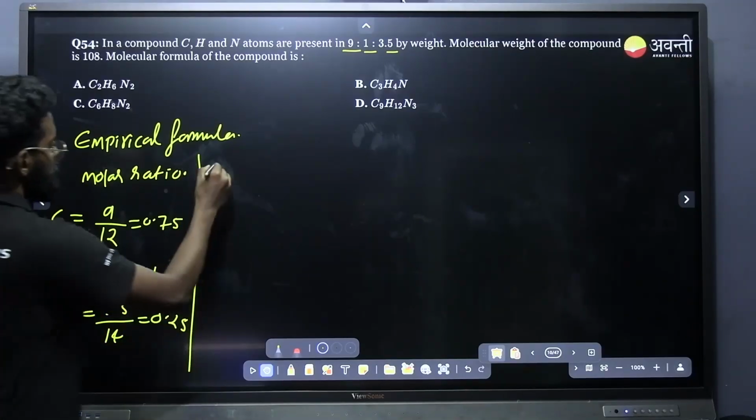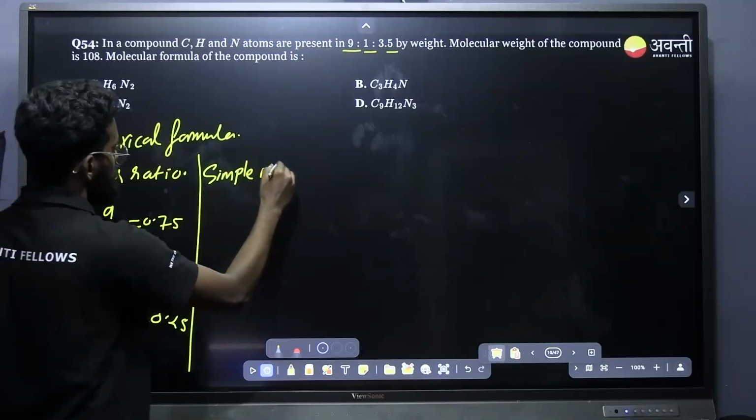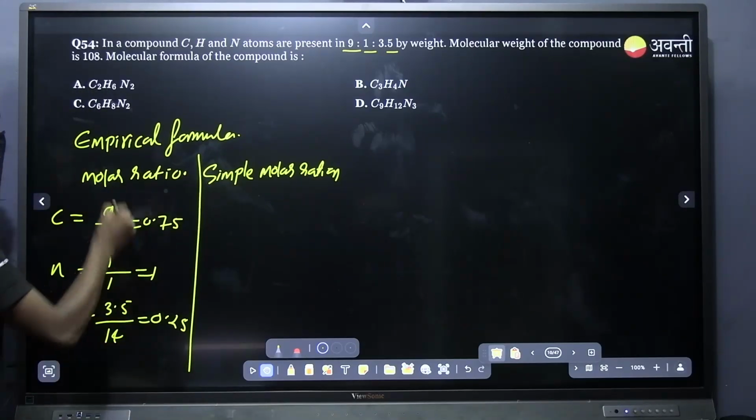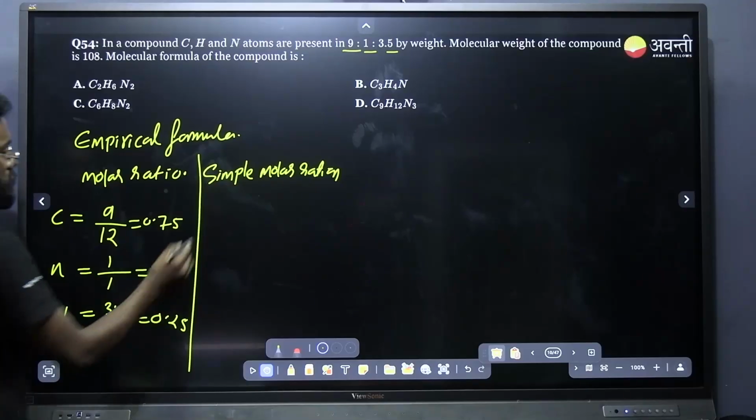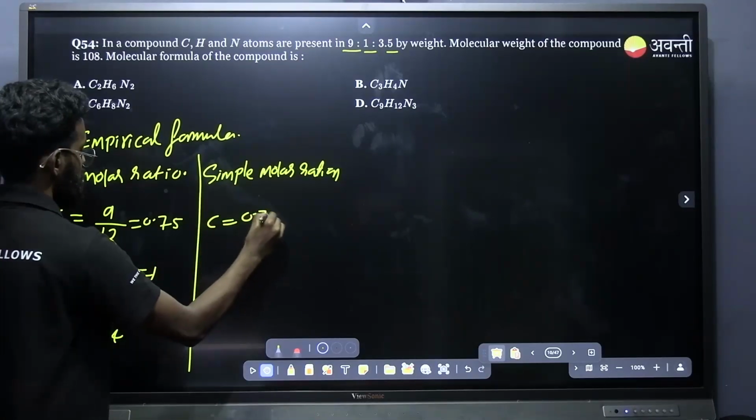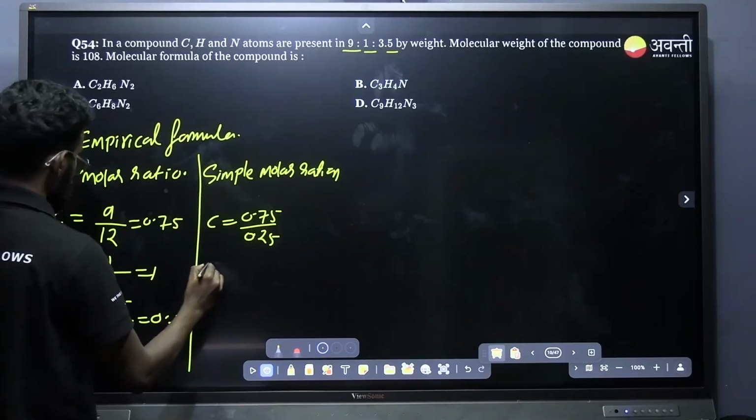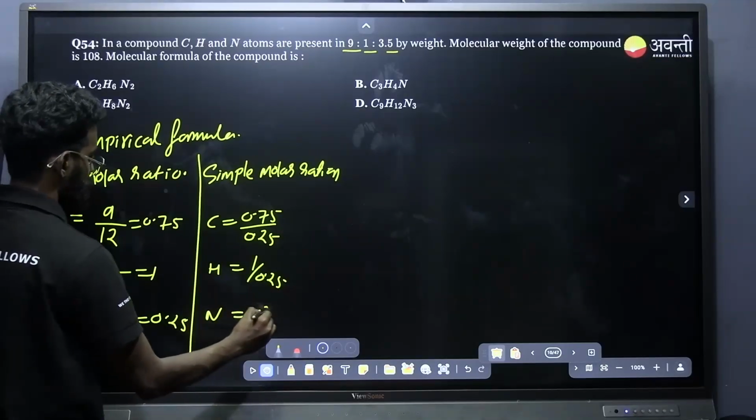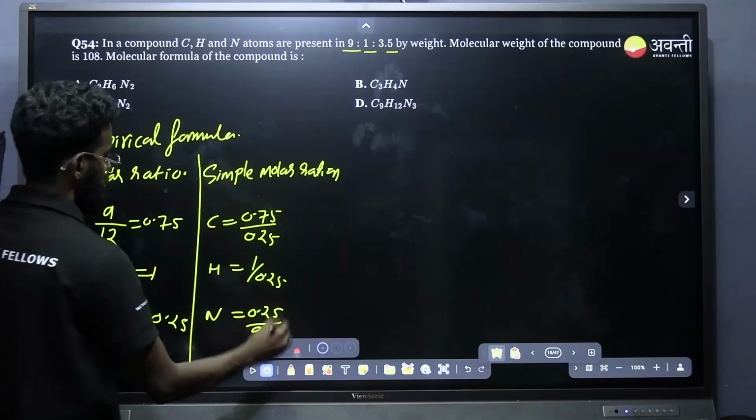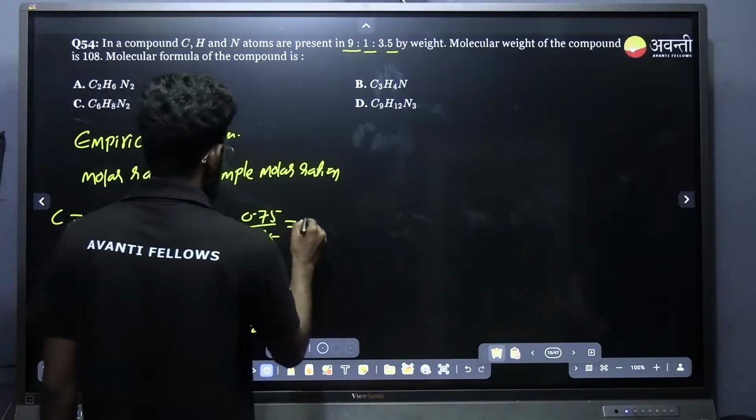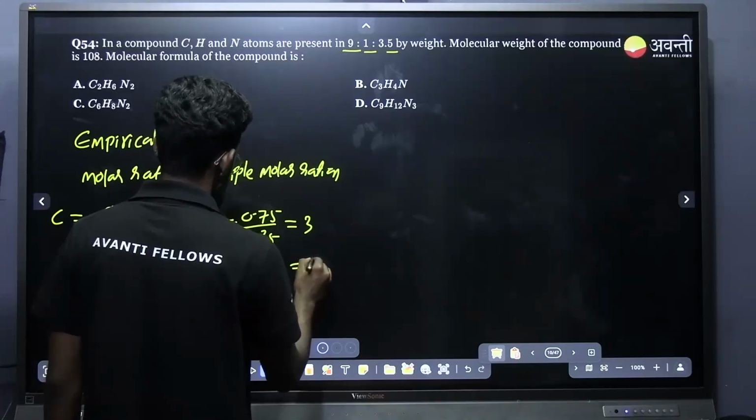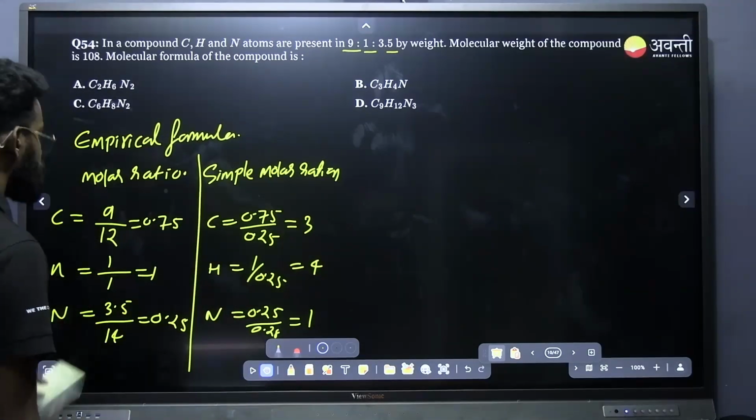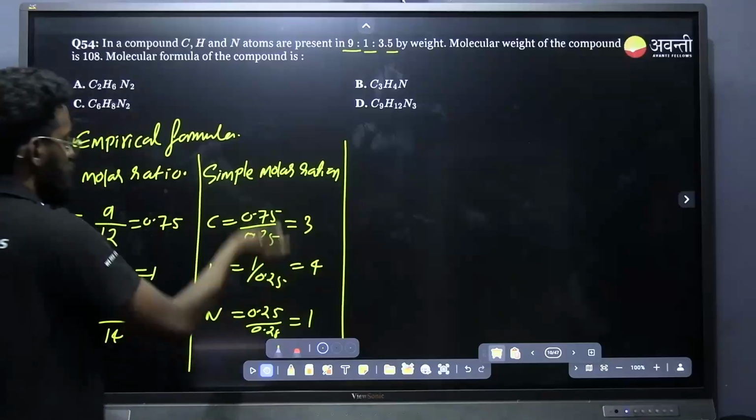Now what is the next step? The next step is the simple molar ratio. How can we find the simple molar ratio? By dividing each molar ratio by the lowest molar ratio among all these. So for carbon it is 0.75 divided by 0.25, for hydrogen it is 1 by 0.25, and for nitrogen it is 0.25 divided by 0.25. What is the answer you are getting? Here it is 3, here it is 4, and here it is 1. 3, 4 and 1 is the answer, and this is in whole number ratio also.